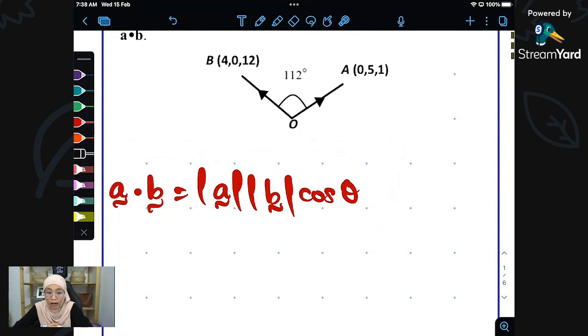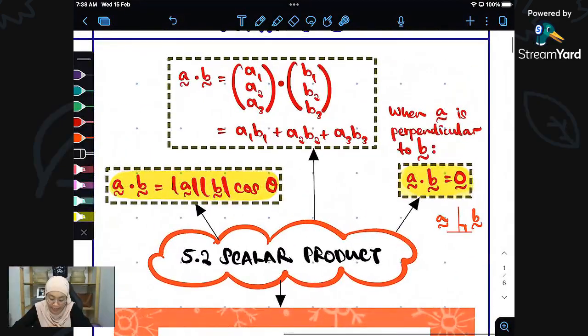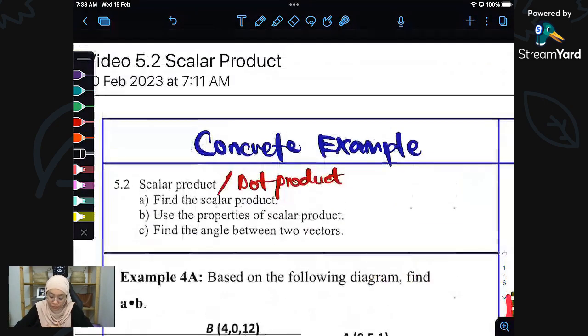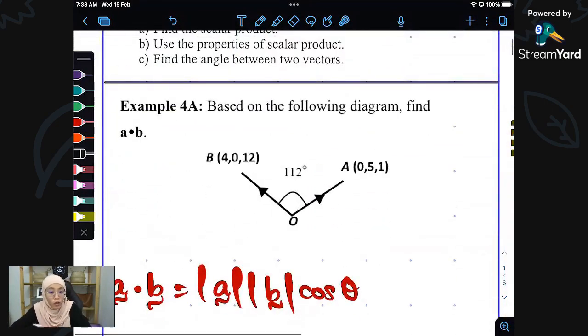We have two formulas for A dot B. Let me roughly show you here. A dot B equals the magnitude of both of them, times cos theta. Another one is just A dot B without any angles. So this is a different formula than this one. Let's go back to the question here.